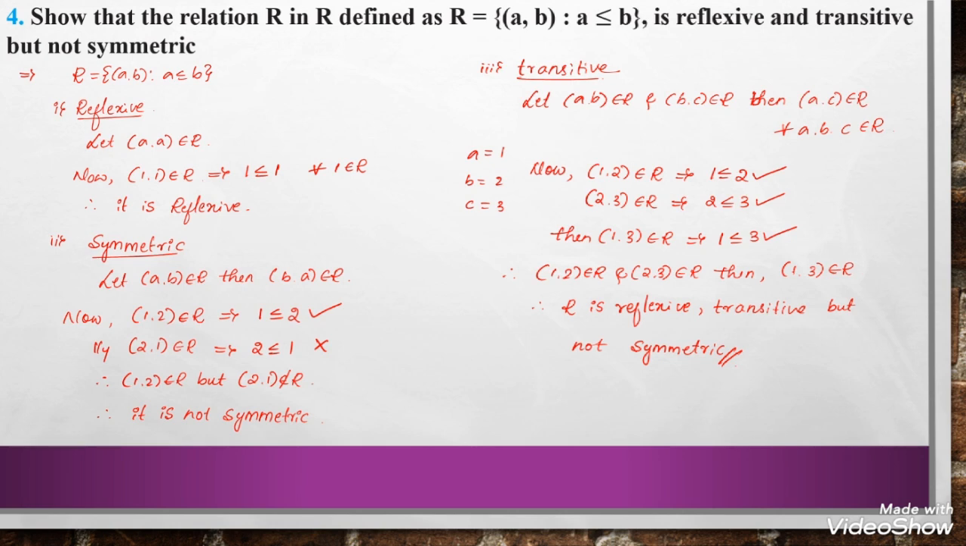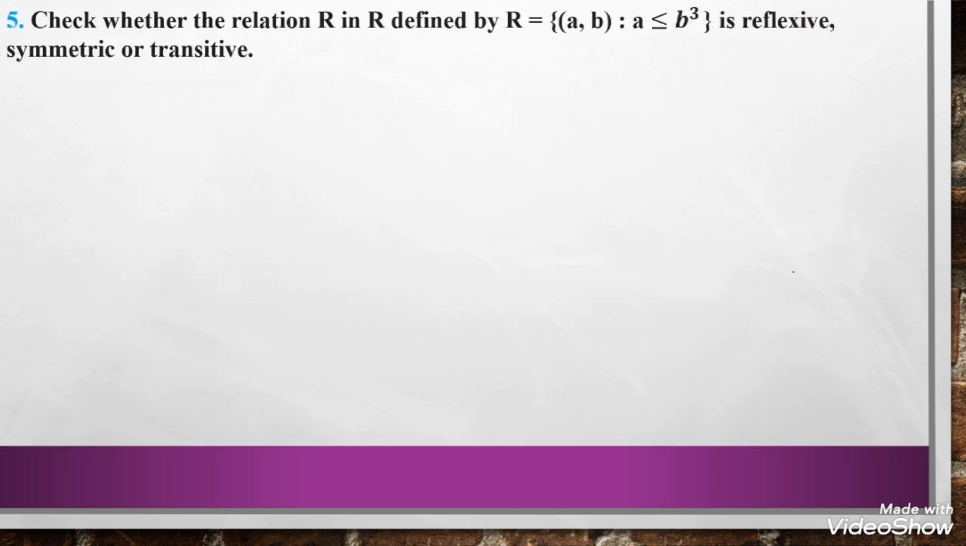Next, let us move on to the next question. Question number 5. Check whether the relation R in R defined by (a, b) such that a is less than or equal to b cube is reflexive, symmetric or transitive. Okay. Here we have to check the conditions reflexive, symmetric, as well as transitive.